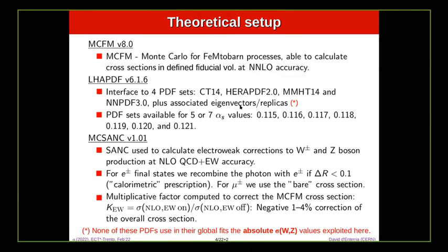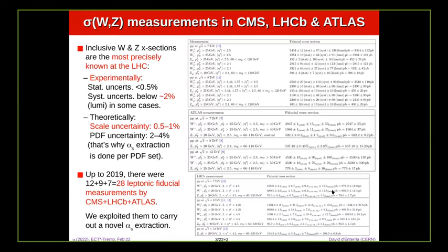And I want to stress something already at this stage, because this is something that has to be clarified up front, I think. None of these global PDF fits included the absolute cross-section values that we exploited to extract alpha S. So really it's an independent extraction of alpha S, because none of these PDFs included any of these data sets. Some of them included 1 or 2 differential shapes, but not the total integrated cross-section.